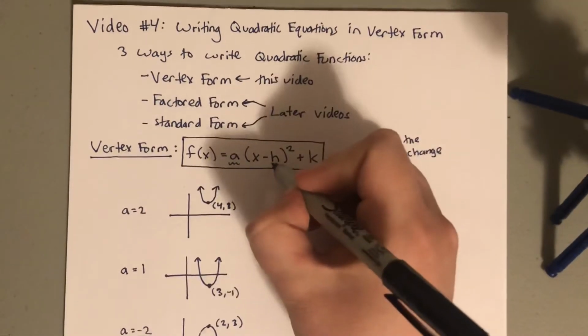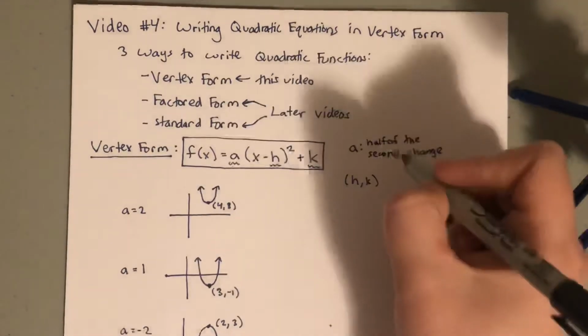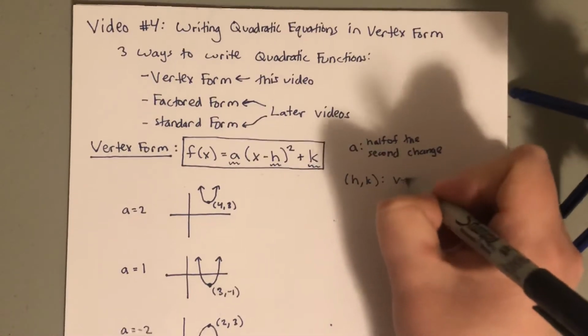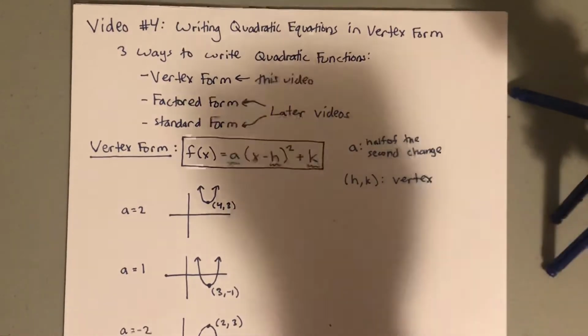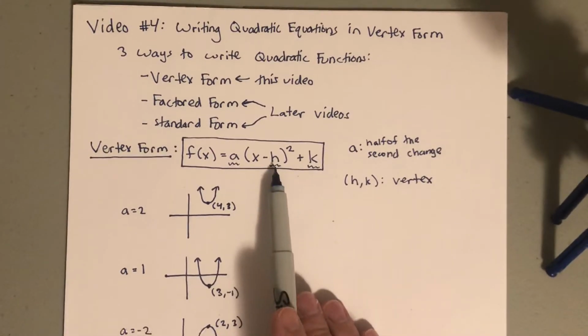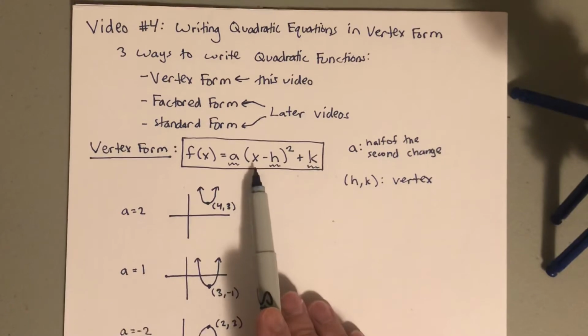Now the other two letters that we see here are h and k, and those two make up the coordinates of the vertex. So whatever the vertex is, the x-coordinate of the vertex goes where the h is, and the y-coordinate of the vertex goes where the k is. This x just stays an x. That doesn't change. Just like in y equals mx plus b, the x just stays there. That's the independent variable.